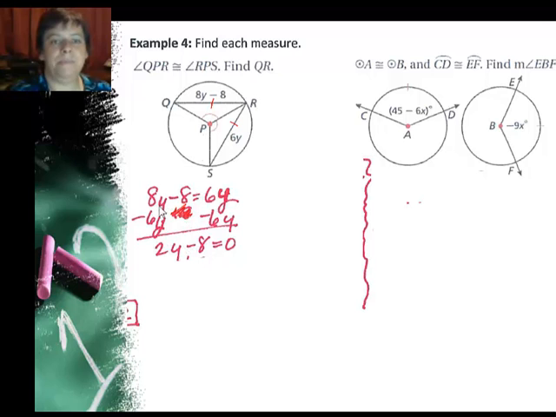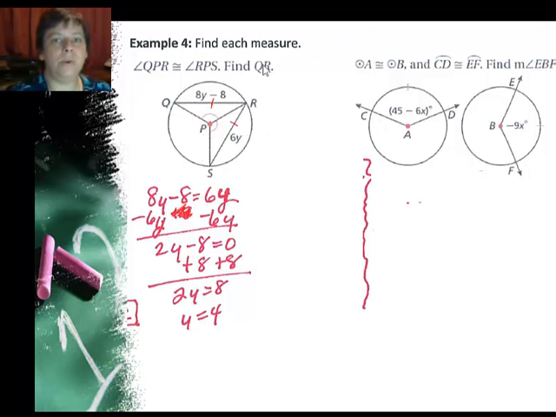And 8y minus 6y is 2y, minus 8 equals 0. Now this might freak you out. I've got 0 on one side. Well, I'm going to try and undo the subtracting 8 by adding 8 to both sides. So I get 2y equals 8. So now we're a little more comfortable, and I can say y is 4.